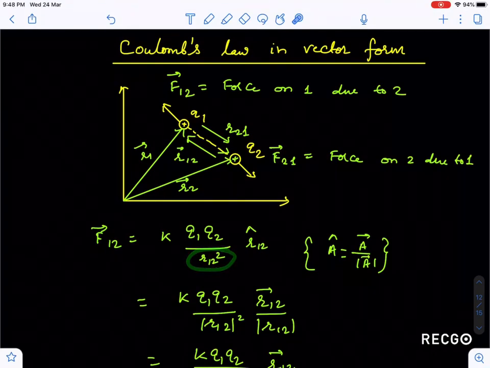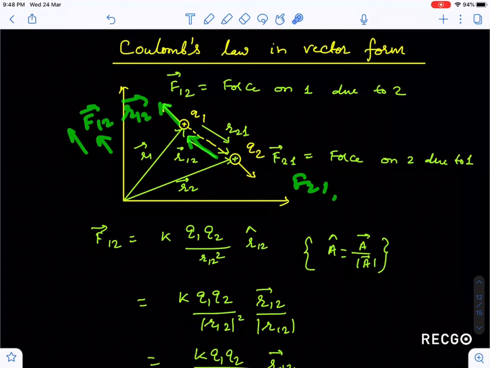So I can say that force on 1 due to 2 is equal to k q1 q2 divided by r12. Now you have to understand what r12 is. When you join q2 to q1 in this direction, r12 is in the direction of force F12. F12 and r12 are in the same direction, and F21 and r21 are along the same direction. This is F21, so r21 is also in this direction. So this F12 can be written as k q1 q2.